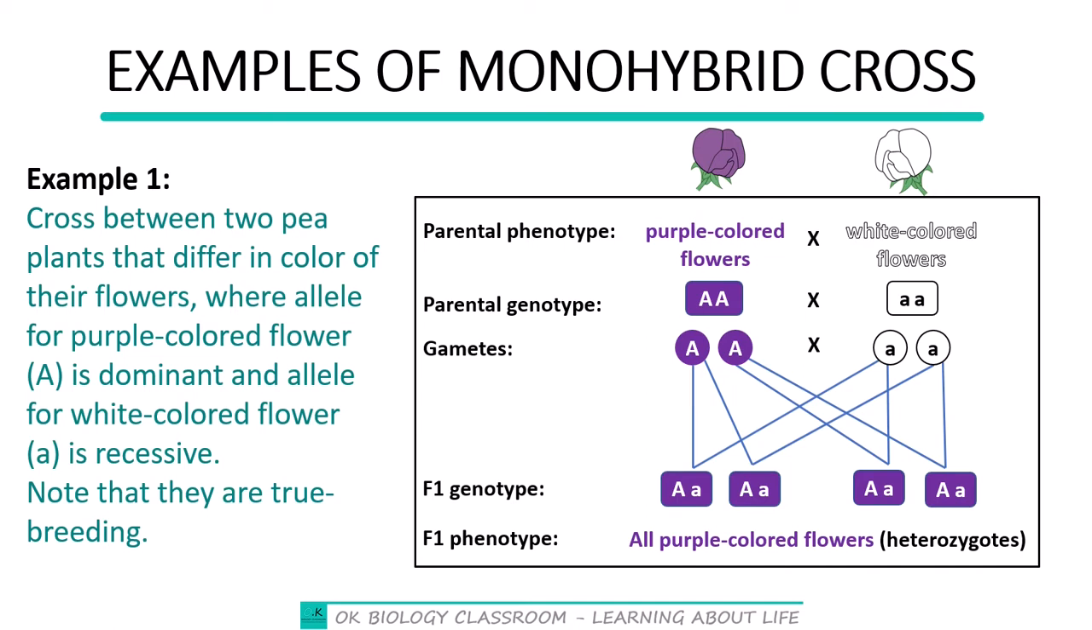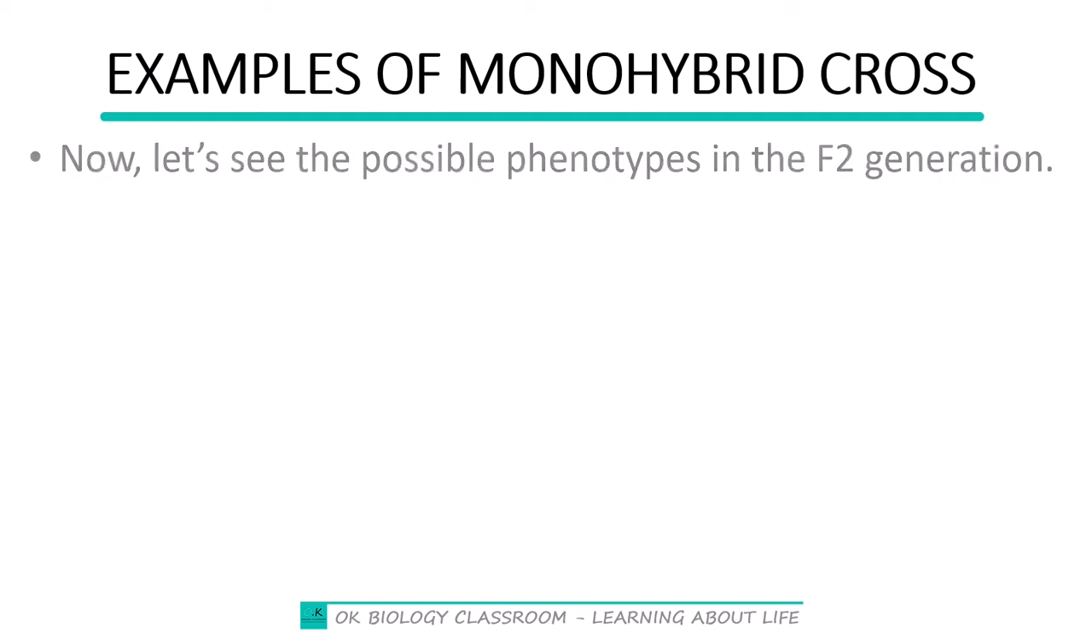So this is how it's going to be. Now let us look at what will happen in the case of the F2. So we are going to pick the F1 and we'll cross them. Here we know that the F1 genotypes are all capital A, small a's. So we are going to pick any two of them and cross them to see what will happen in the case of the F2.